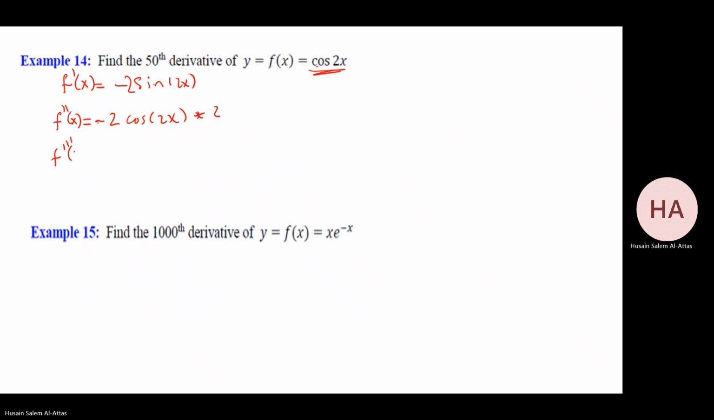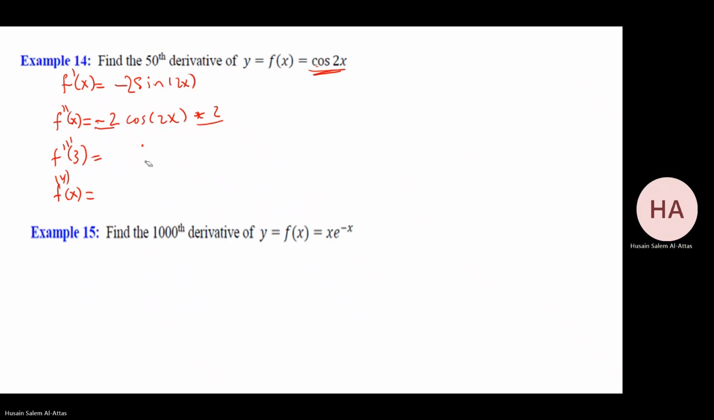Third, this will be minus 4. That will be minus 4. So it will be minus 4. No, it will be plus 4: 4 sine 2x times 2. Fourth will be 8 cosine 2x. Don't make it 8, I think better to keep it like this. Yeah, this is 2 square sine 2x.